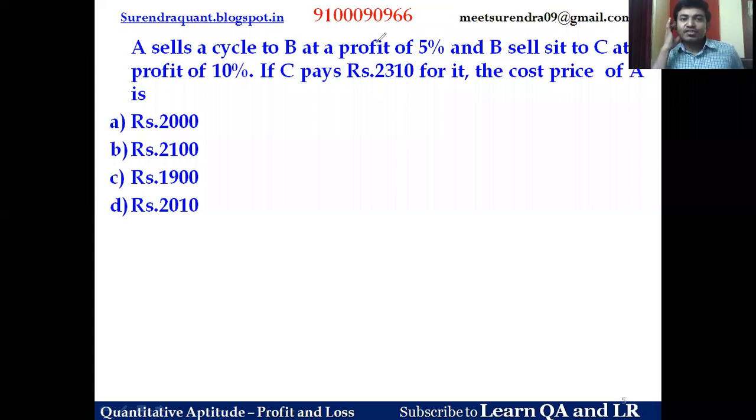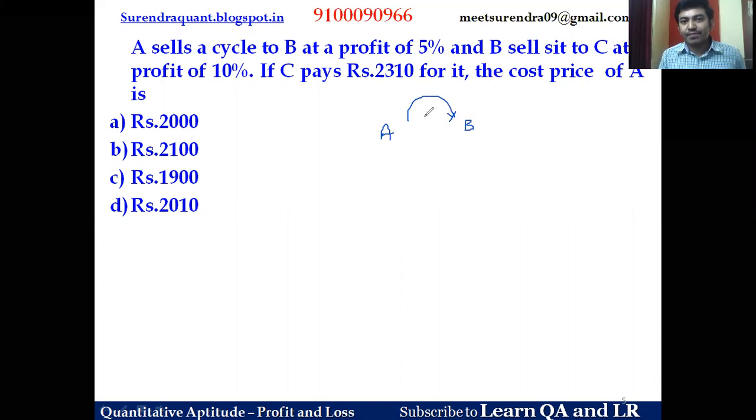A sells a cycle to B at a profit of 5%, and B sells to C at a profit of 10%. And C paid 2310 rupees. The cost price of A is asked, similar to the previous problem, guys.